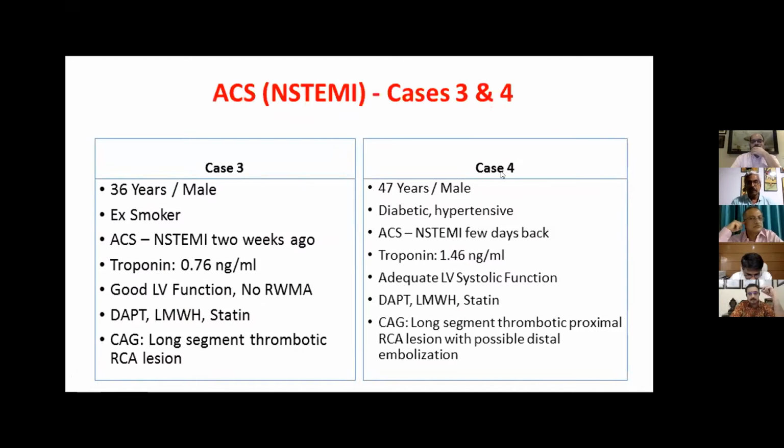Now here are two patients I want to show you, which could sometimes confuse us. One is a 36-year-old male who 2 weeks ago had an anterior STEMI and comes to the cath lab with a troponin at 0.76 with an angiogram. I'll show it to you. And another patient who has non-ST elevation a few days ago, 1.47 is his troponin. And we can see on these angiograms what it looked like.